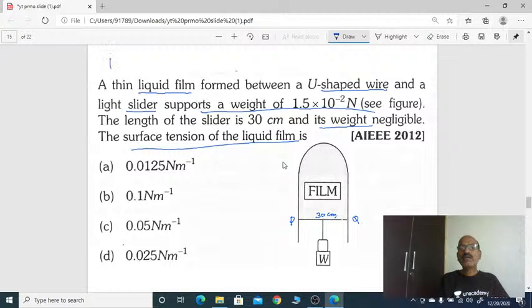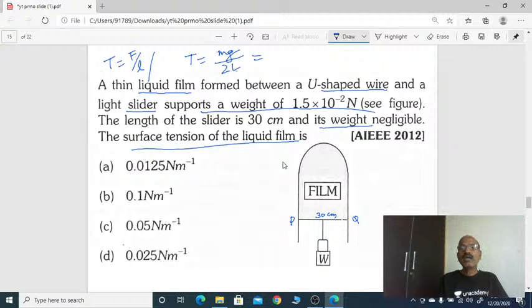We know surface tension equals force by length, the general formula. Here the force is mg, since the slider supports a weight. And since a thin film is there, the length is twice L. It has two free surfaces, so the formula is surface tension equals mg by 2L.